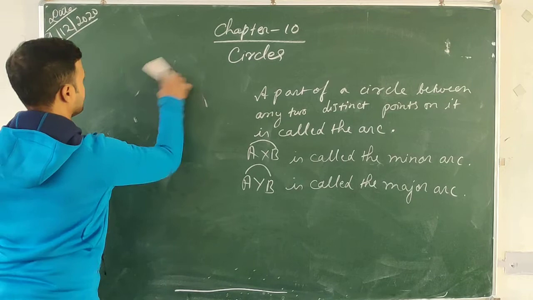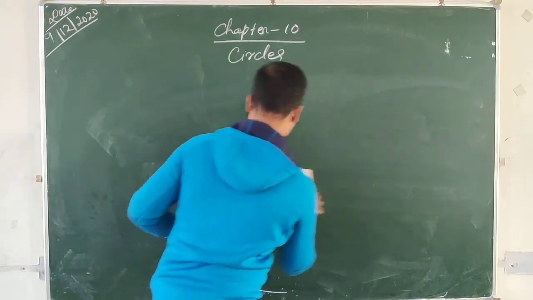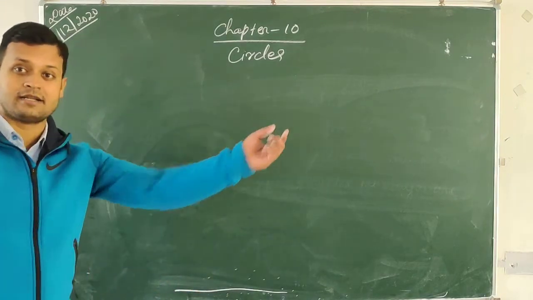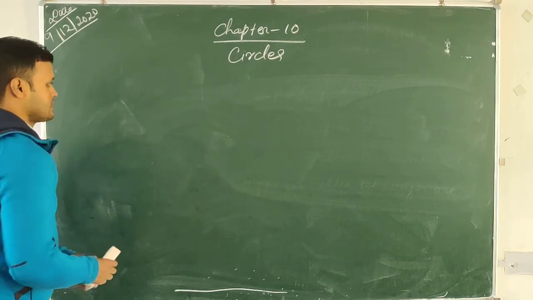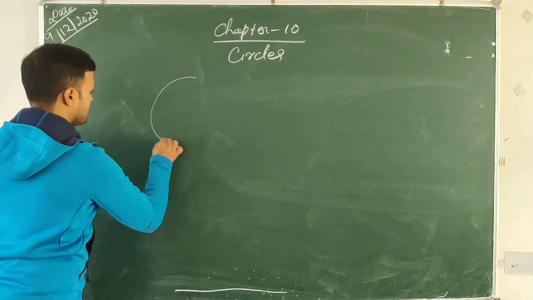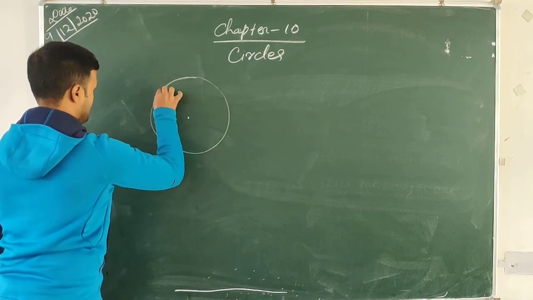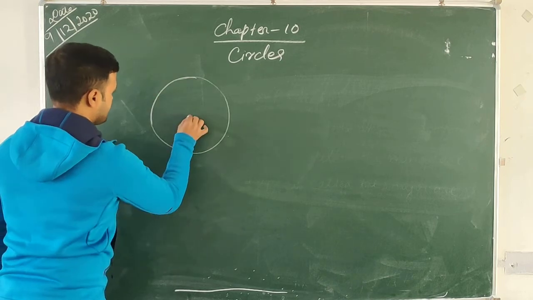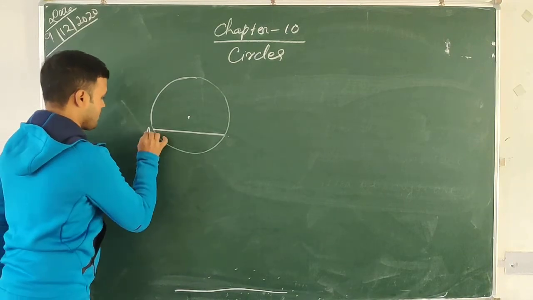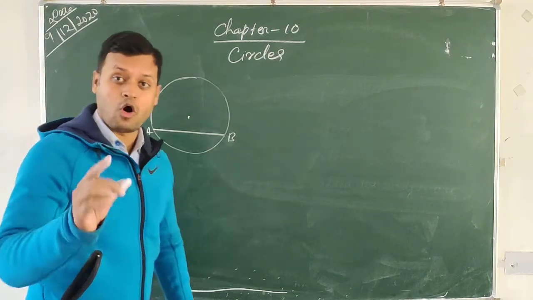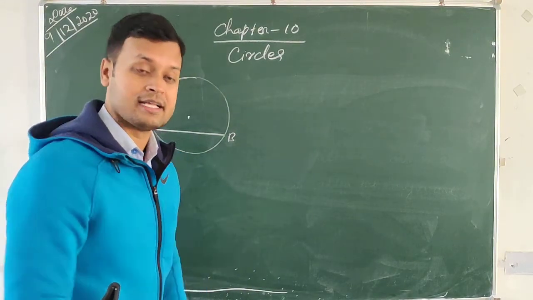Again, one more topic. I am recalling this because it will be helpful not only in circles but also in areas related to circles. For that you need some basic concepts about circles. So again, if I draw this circle, now you see the region between the chord and the arc. The region between the chord and the arc is called the segment of the circle.